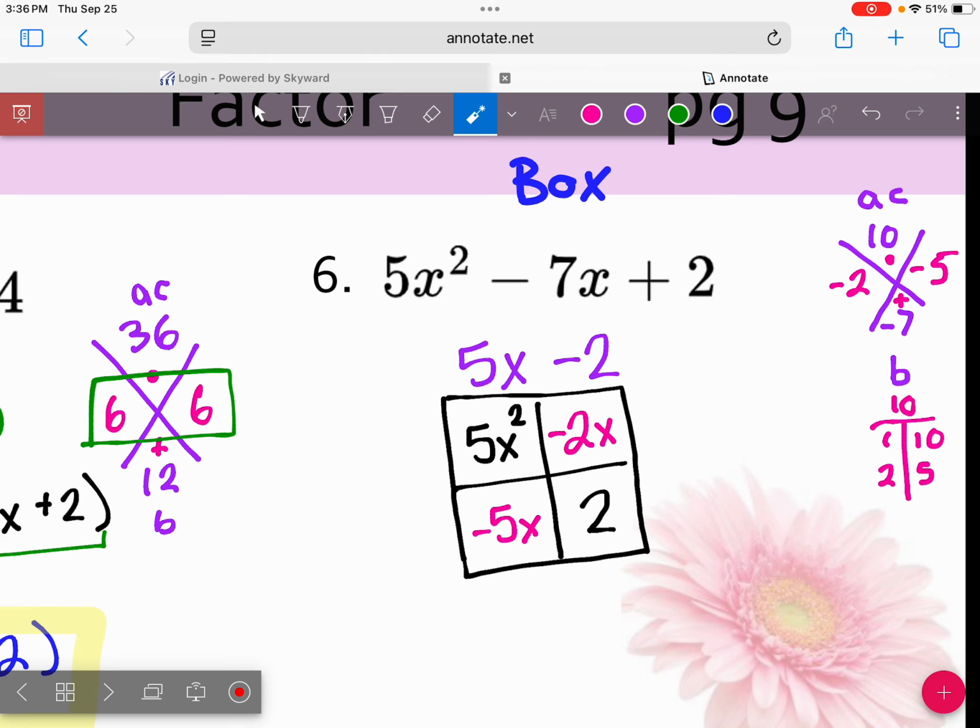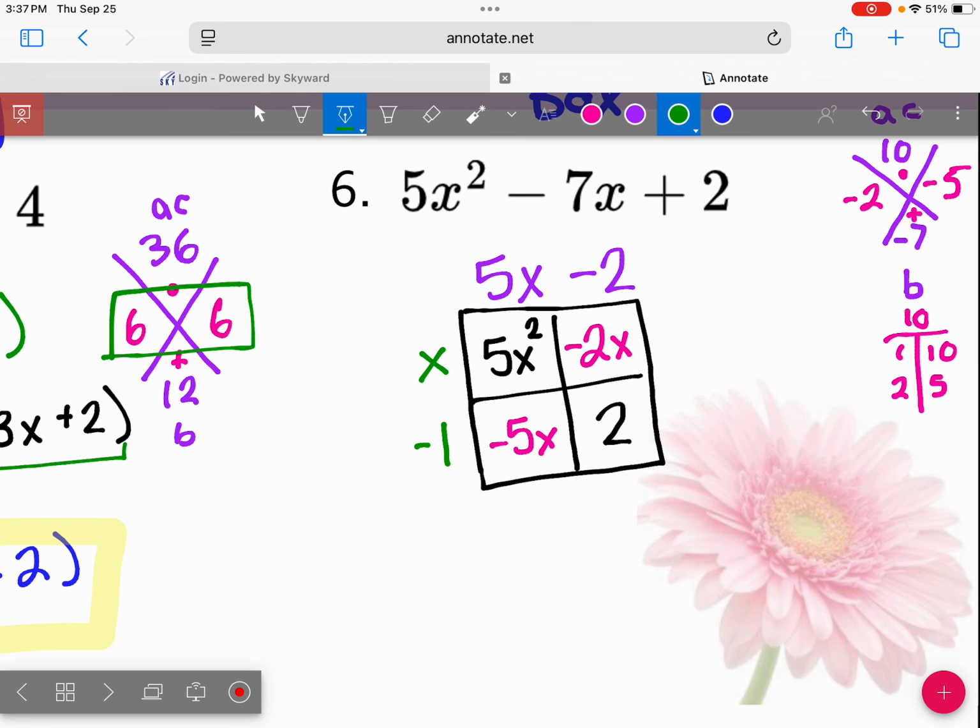So then let's do our rows here. If I take my top row, shared between 5x squared and minus 2x, well, 5 and 2 don't have any factors together other than 1. So the only thing we can take out here is an x. And in my bottom row, they don't have anything in common either because it's still 5 and 2. But in this case, I still need this spot to match this sign here. So I actually need to take out a -1.